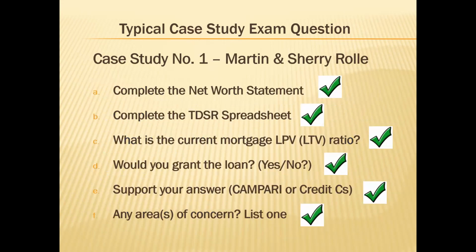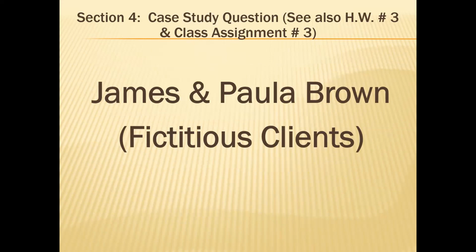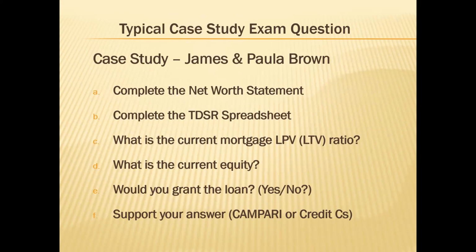Those 6 segments are for the Martin Sherry rule. So let's look at James and Paula Brown, another one. This was a home free. A portion was done home with. So we looked at the net worth and the TDSR, and we went through some of the other areas in class. So again, let's look at those.